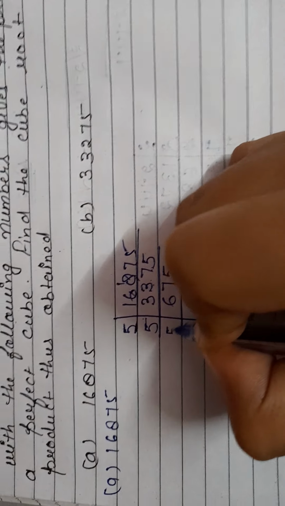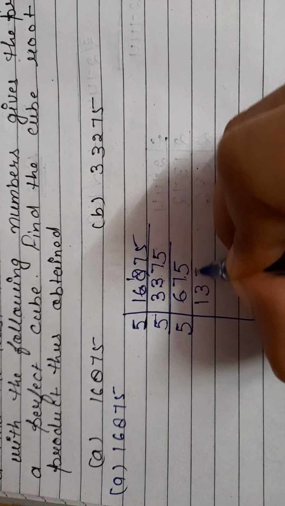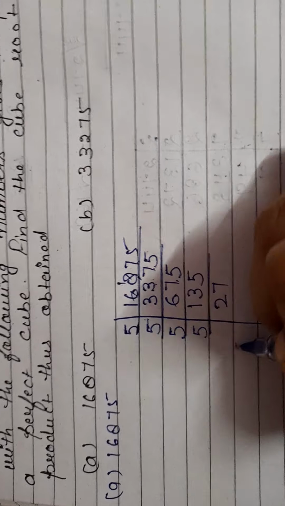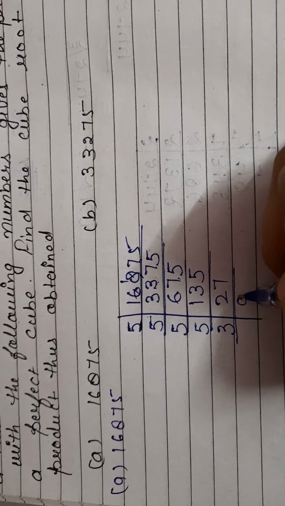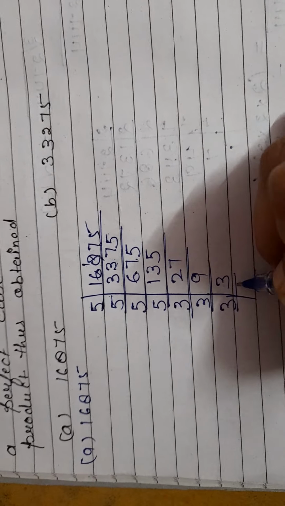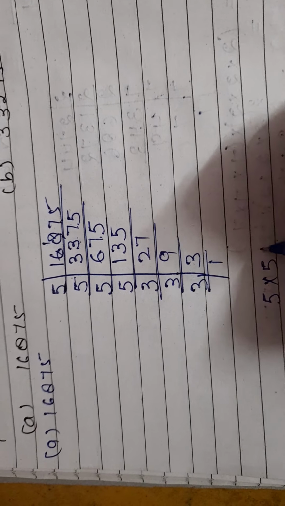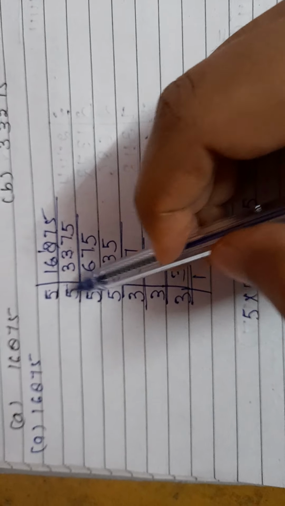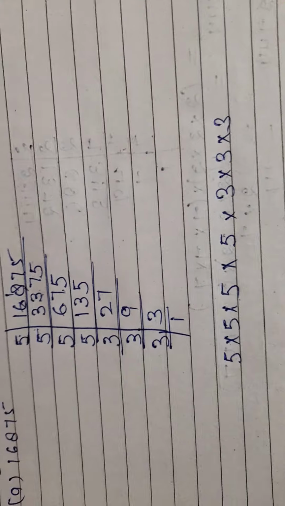Now again divided by 5. 5 1s are 5. 5 3s are 15. 5 5s are 25. 5 2s are 10. 5 7s are 35. Now this is divided by 3. 3 9s are 27, 3 3s are 9, and 3 1s are 3. So the prime factors are 5 multiplied by 5 multiplied by 5 multiplied by 5, and 3 multiplied by 3 multiplied by 3.